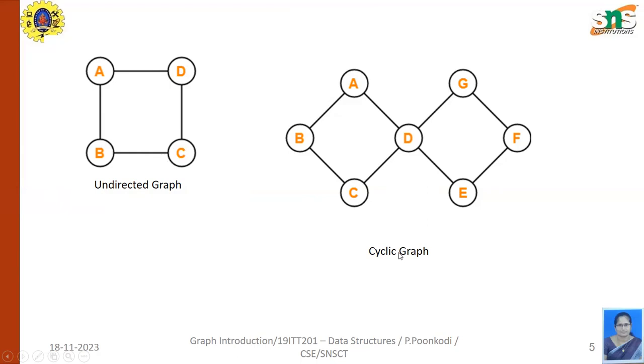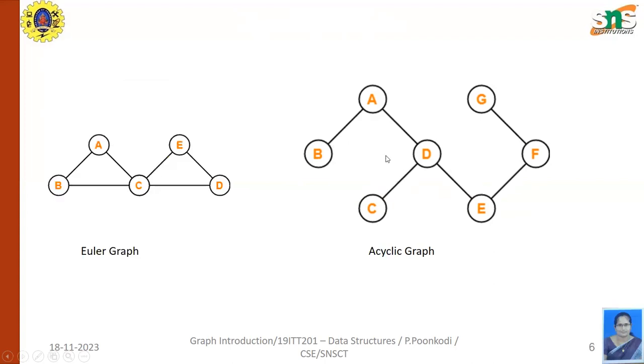Then the next one I have given is the cyclic graph. The cyclic graph means if you start with a vertex A and cover all the vertices in the graph, and it ends with A, the starting point, it will form a cycle, a loop. So this is another example.